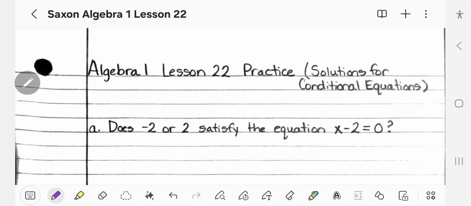This is Algebra 1, Lesson 22, Practice Problems. These problems are going to be looking for solutions for conditional equations.